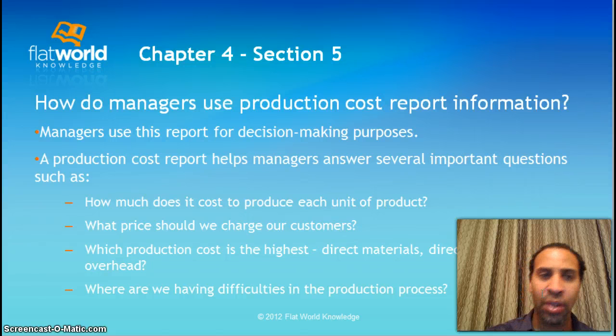How do managers use production cost report information? Managers use this report for decision-making purposes. The production cost report helps managers answer several important questions, such as: how much does it cost to produce each unit of a product? What price should we charge our customers? We need a markup because we need to make money. Which production cost is the highest, direct materials, direct labor, or overhead, and what can we do to improve that? What can we do to fix it or change it? And where are we having difficulties in the production process? If we have inefficiencies, we should attempt to fix them.